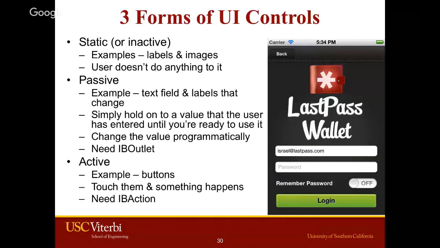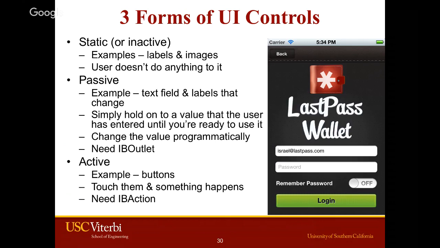All right, another important slide. There's three types of UI controls. One is static. Static means that it doesn't expect user interaction. It doesn't do anything. So things like images and labels, they don't do anything, right? So this is an image view. This is a label. They don't do anything. They don't expect you to mess with them.